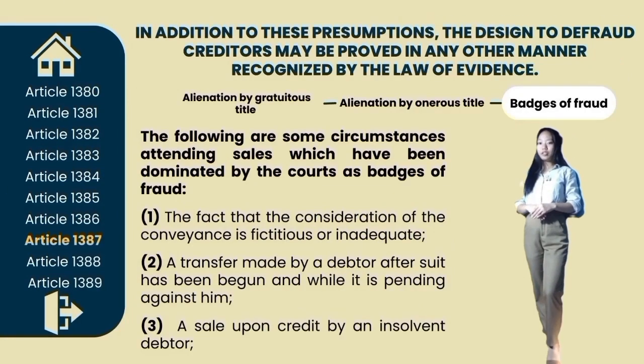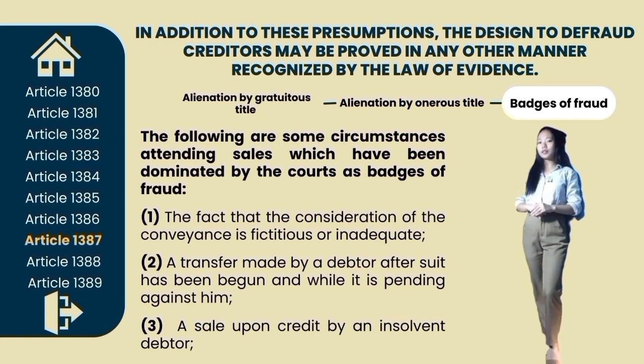The third paragraph says that the design to defraud creditors may be proven in any other manner recognized by the law of evidence. Therefore, the presumption may be rebutted by adequate proof. Courts have laid down certain rules by which the fraudulent character may be determined. The following are some of the circumstances attending sales which have been denominated by the courts as badges of fraud.